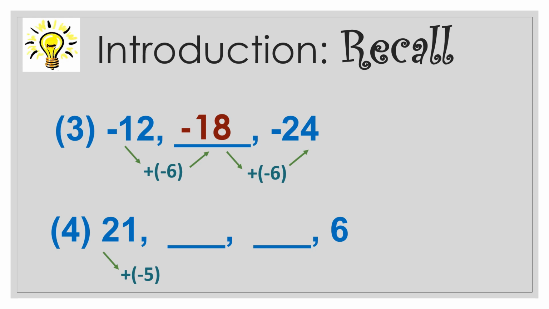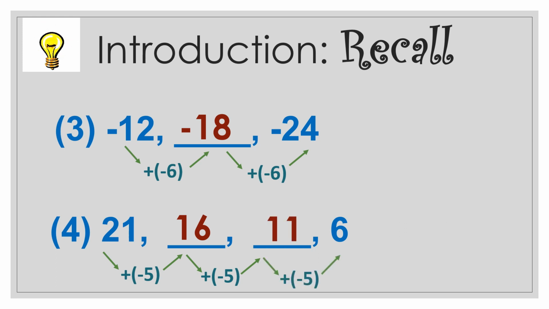negative 5. So 21 plus negative 5 will give us the missing term, which is 16. 16 plus negative 5 will give us the other missing term, which is 11. 11 plus negative 5, we will have 6 as the last term. So the two missing terms in this sequence are 16 and 11.